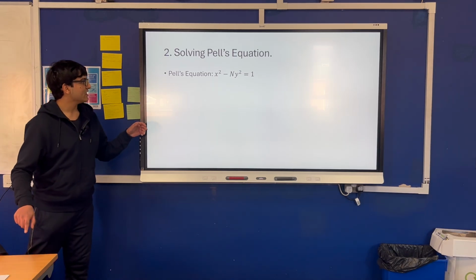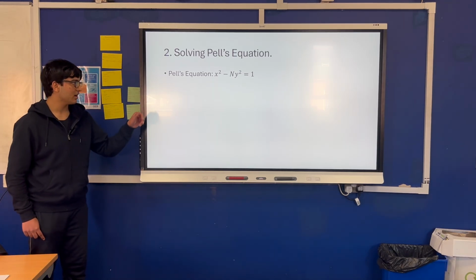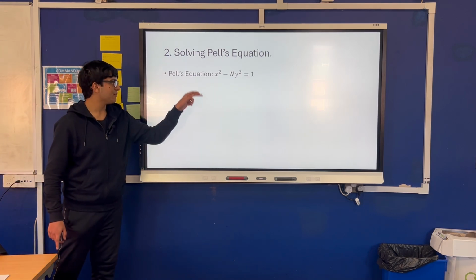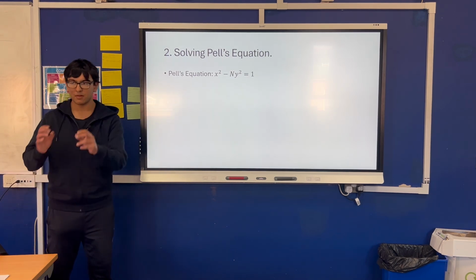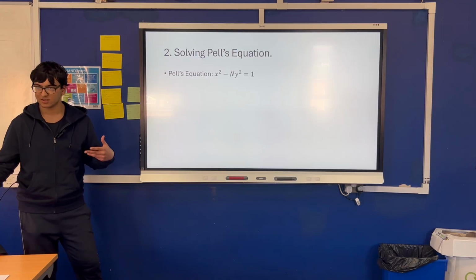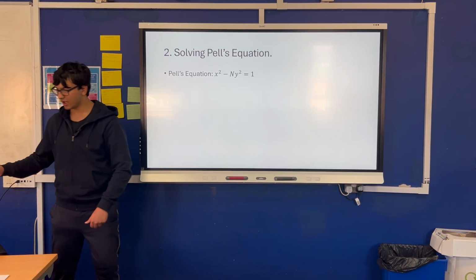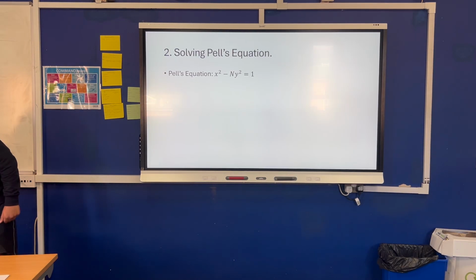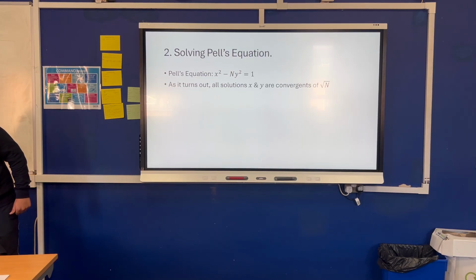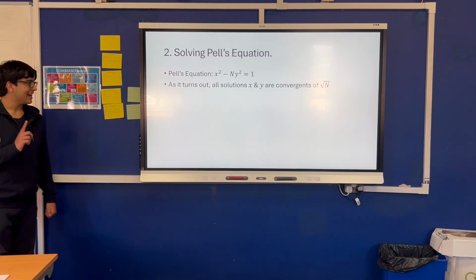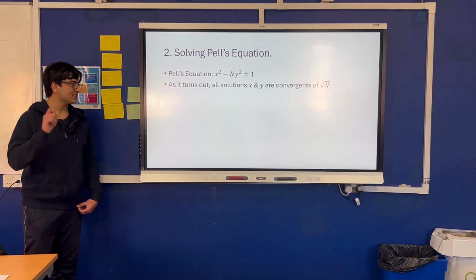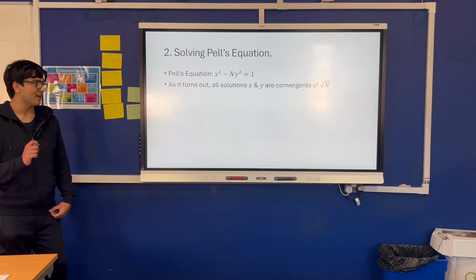x squared minus n times y squared equal to 1. Okay? n is any positive non-square integer, x and y must be positive integers, we look at positive integers only, and it must equal 1. Okay? Makes sense. Now this seems unrelated so far. But, as it turns out, all solutions x and y are convergents of square root of n.